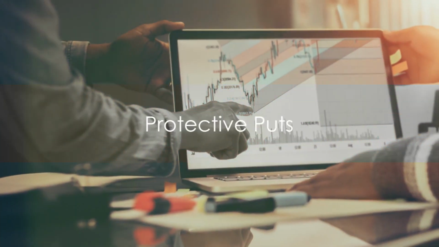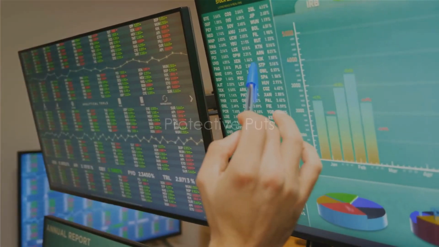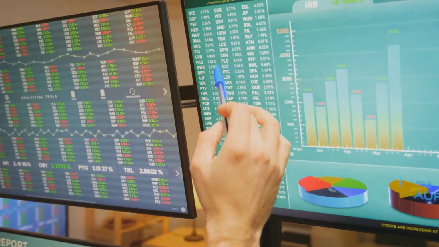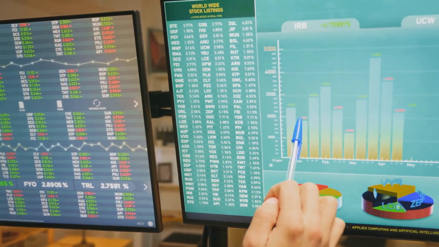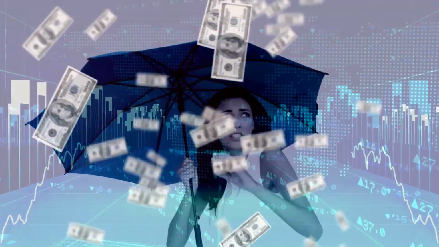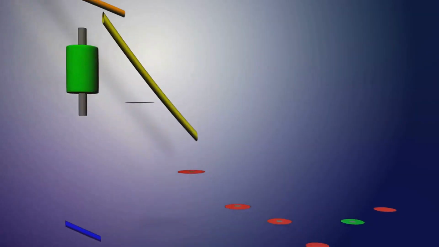On the flip side, there's the protective put strategy. This is an interesting strategy that revolves around the idea of safeguarding your investments. It's like buying an insurance policy for your stocks or assets. So how does this work?